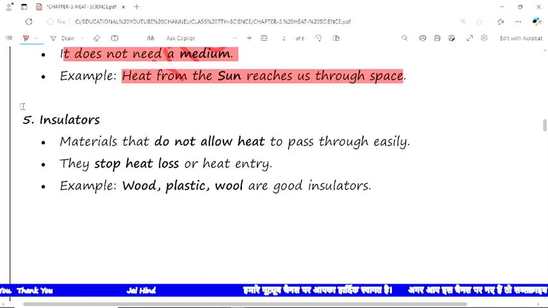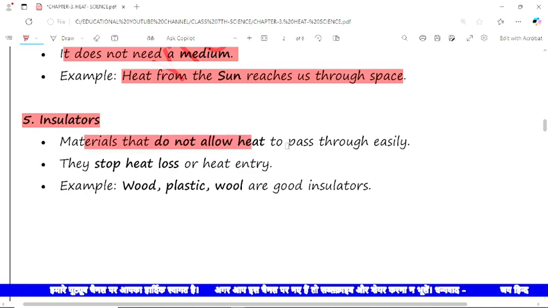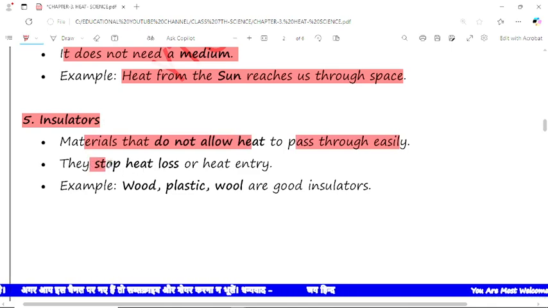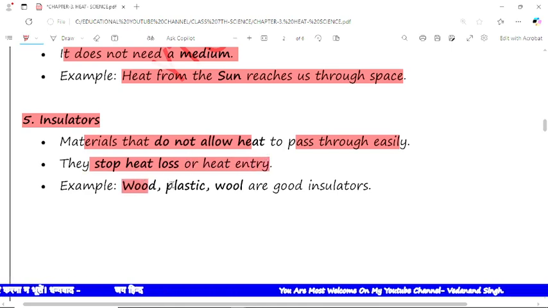Now the next, number five, is insulators. A material which does not allow heat to pass through easily is an insulator. It stops heat loss or heat entry. Examples are wood, plastic, wool, and wood. These are good insulators.